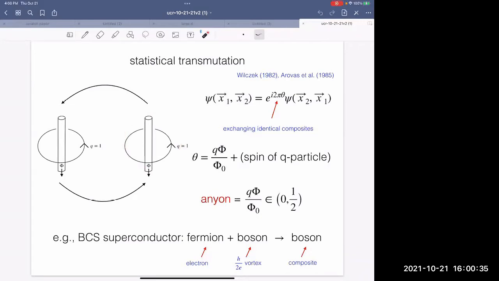A nice example of how this can occur in a sort of conventional system is if we take a conventional superconductor, and we imagine the charged Q particle is an electron. Here in this case the flux tubes are h over 2e vortices. If we consider their composite, the resulting composite particle is a boson.